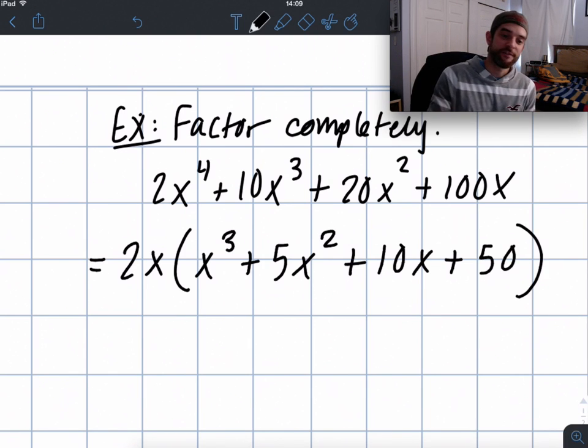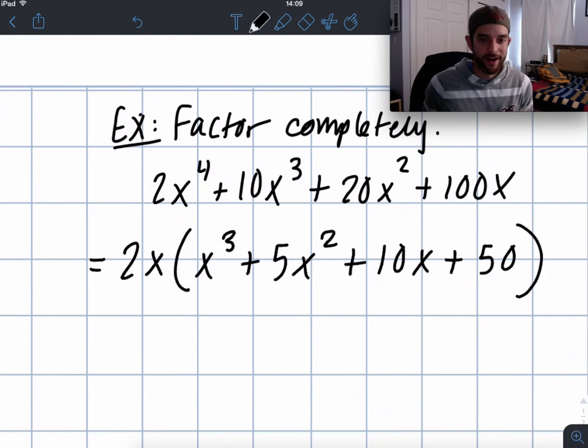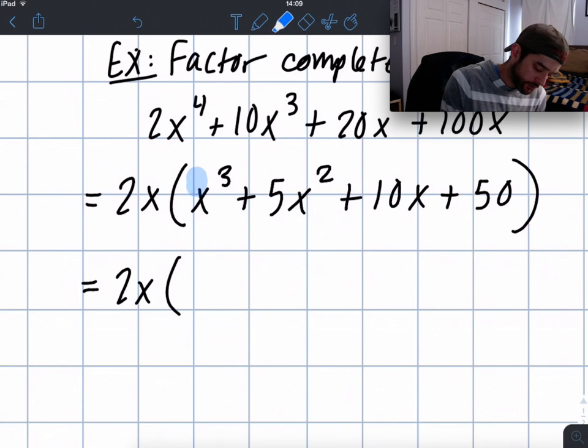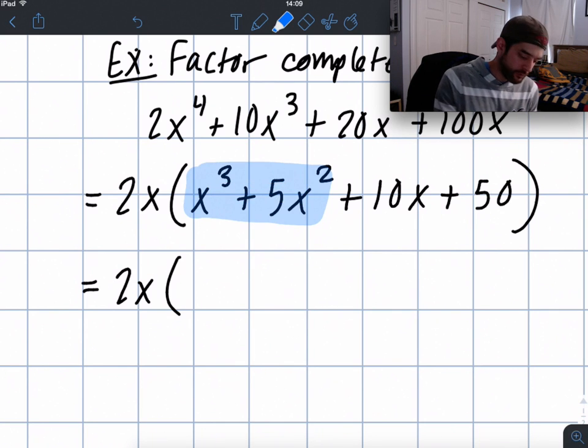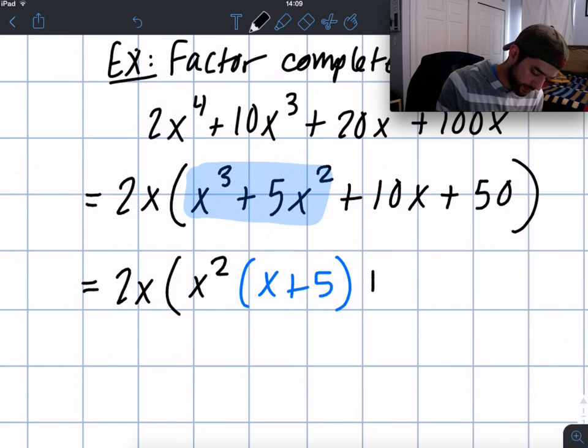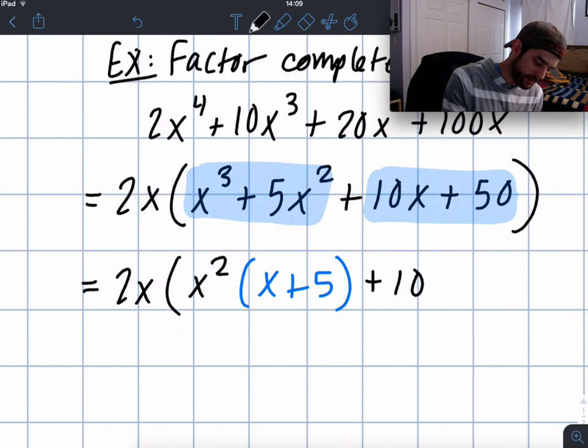And as you can see, when I factor out that 2x, I have a 4-termed cubic polynomial left over that we can factor, which we will do by grouping. So I look at the first group, that's an x squared, and I have x plus 5. I look at the second group, 10x plus 50. I take out a 10, and that's also an x plus 5.